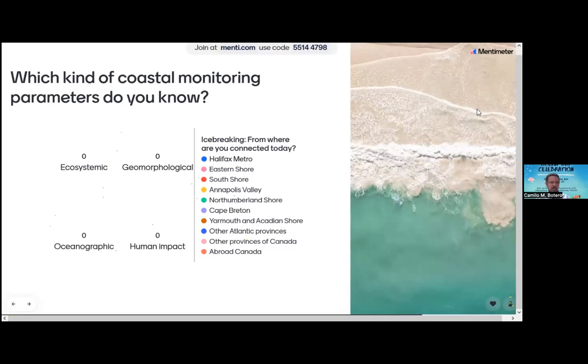If you are familiar with ecosystem parameters, geomorphological parameters, oceanographic parameters, human impact parameters, choose one of them and please vote.